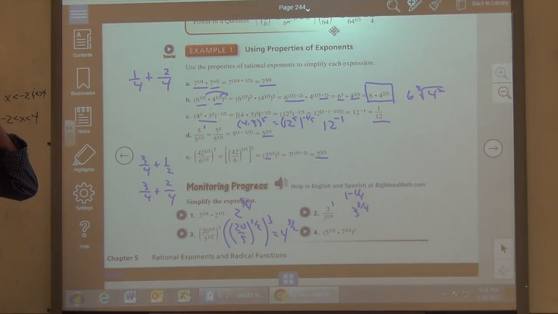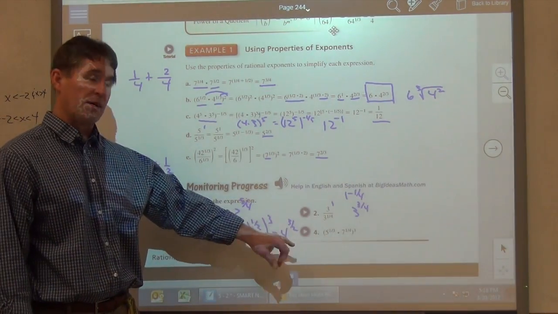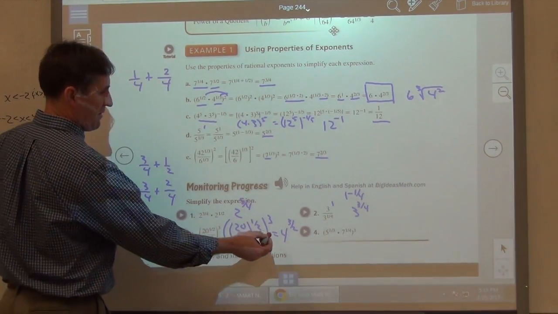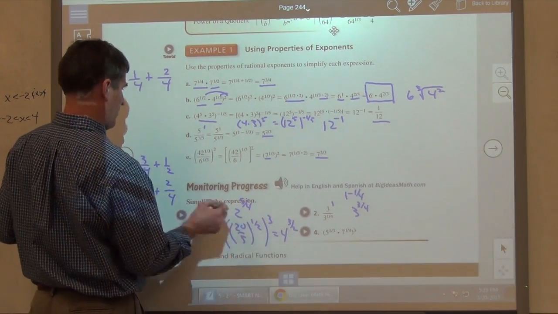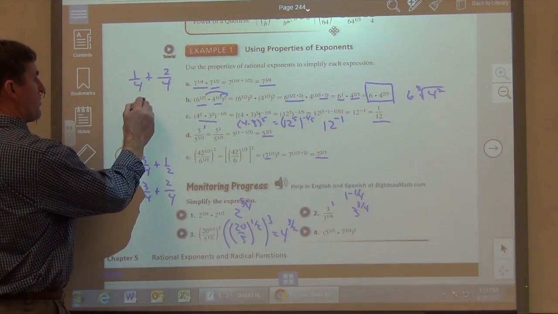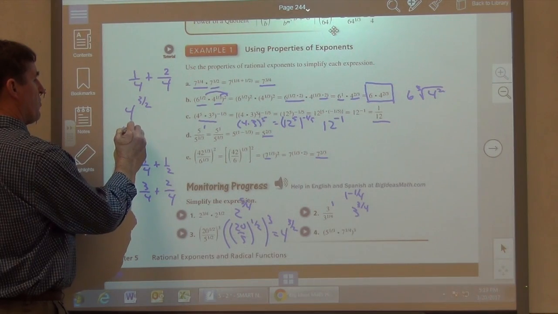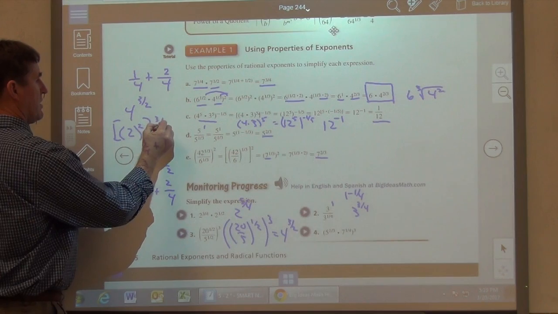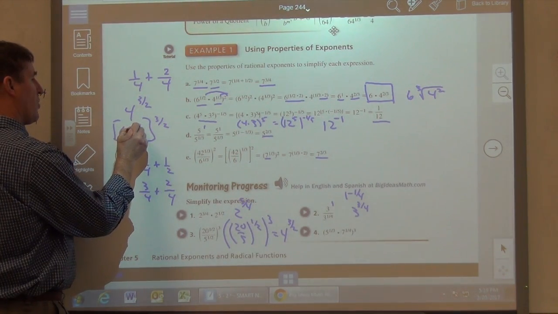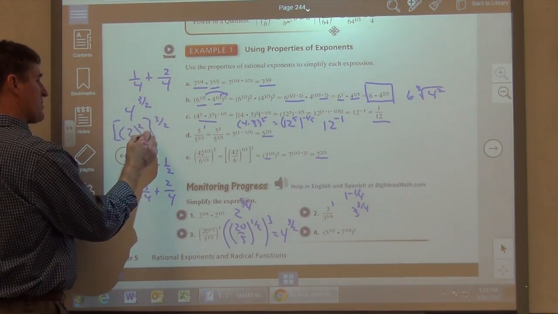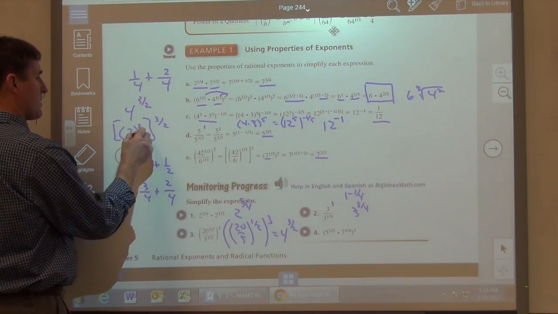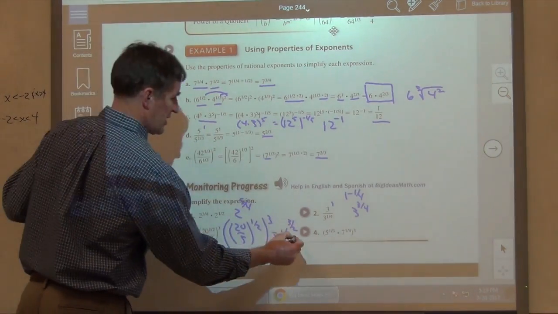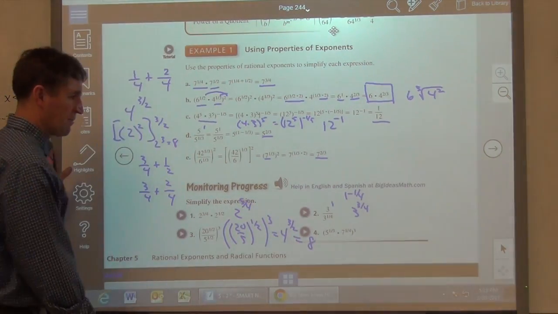Now, I don't know if the book will leave it this way, because you could simplify this. It's kind of nice to simplify these. I can rewrite 4 as 2 squared. And so now I would multiply this and go 2 times 3 halves, the 2's would cancel and I get 2 to the 3rd, which would equal 8. So actually this equals 8.